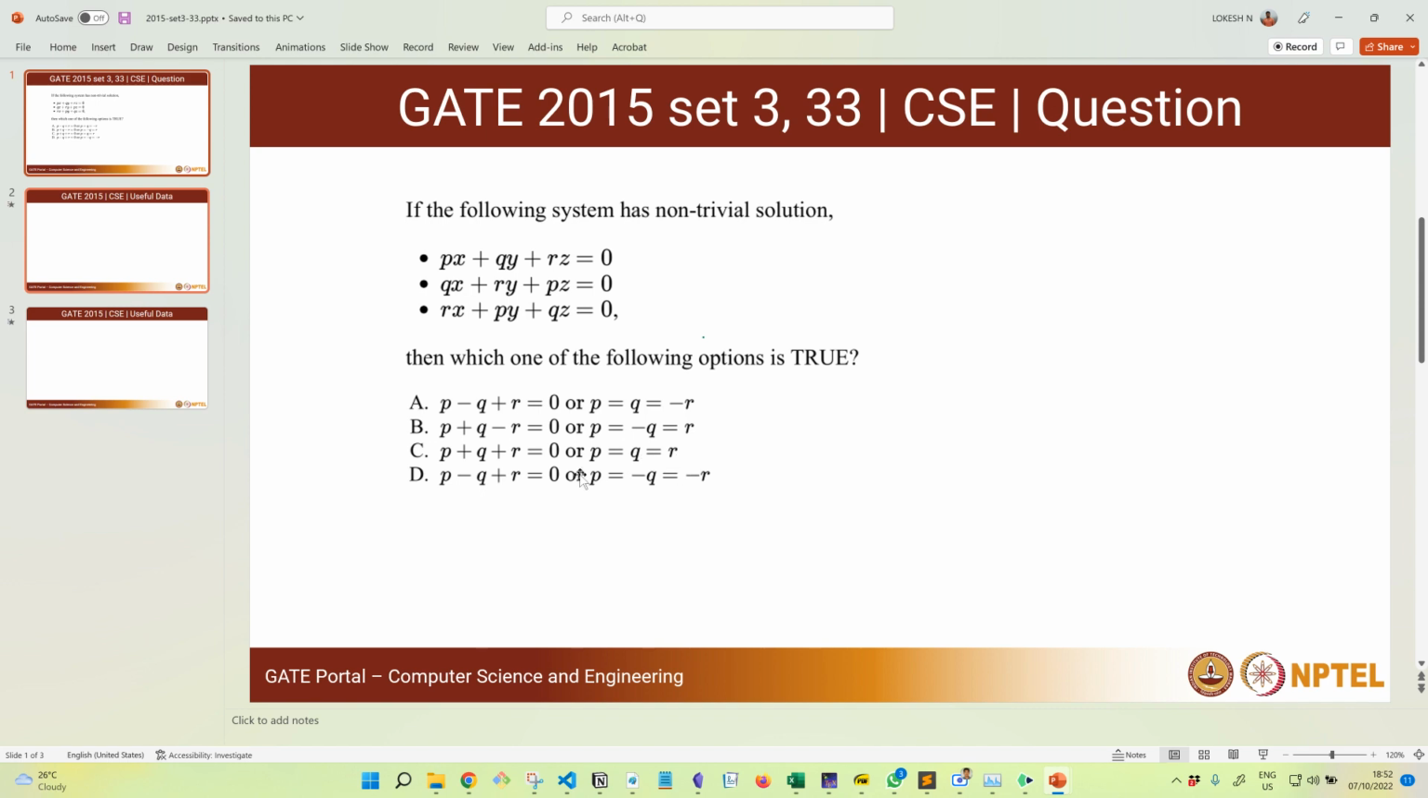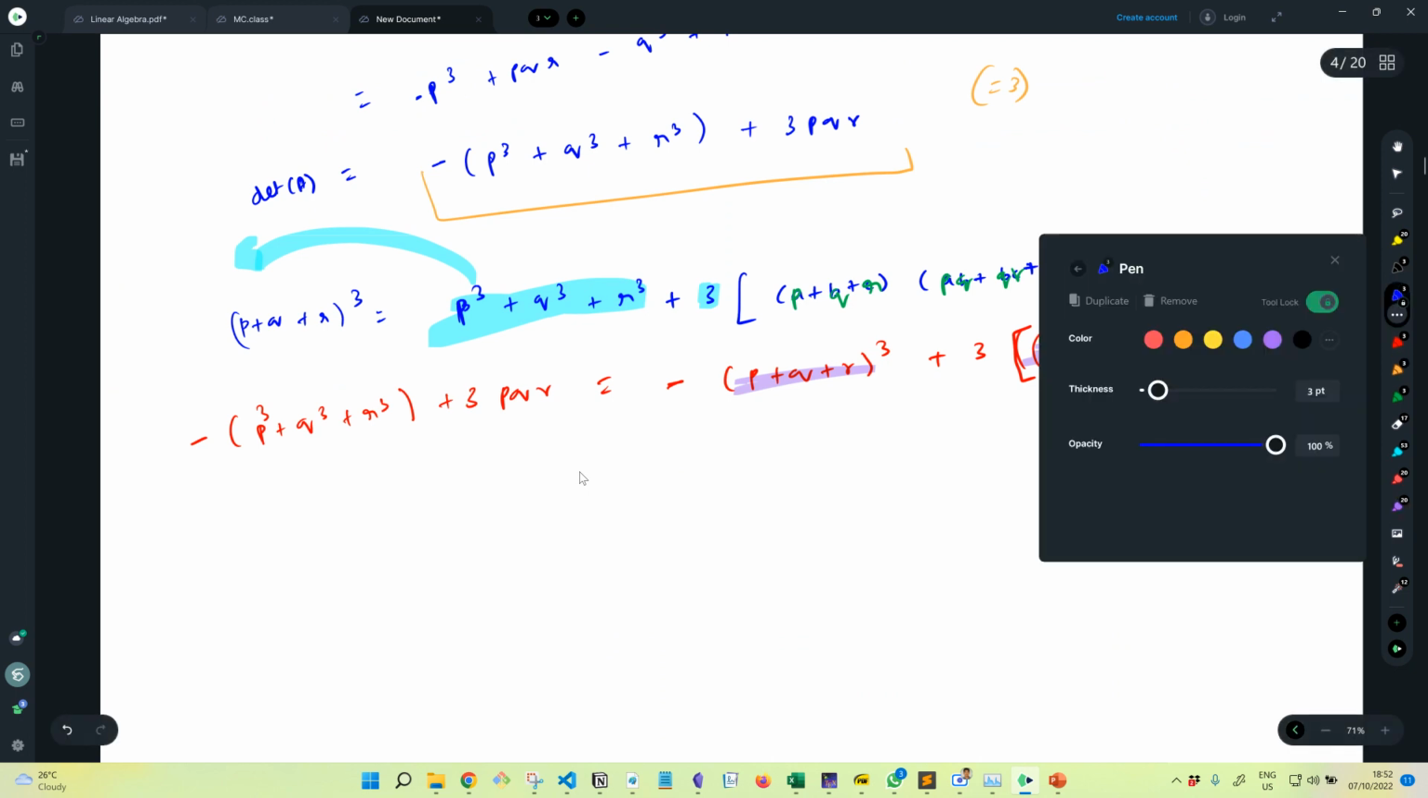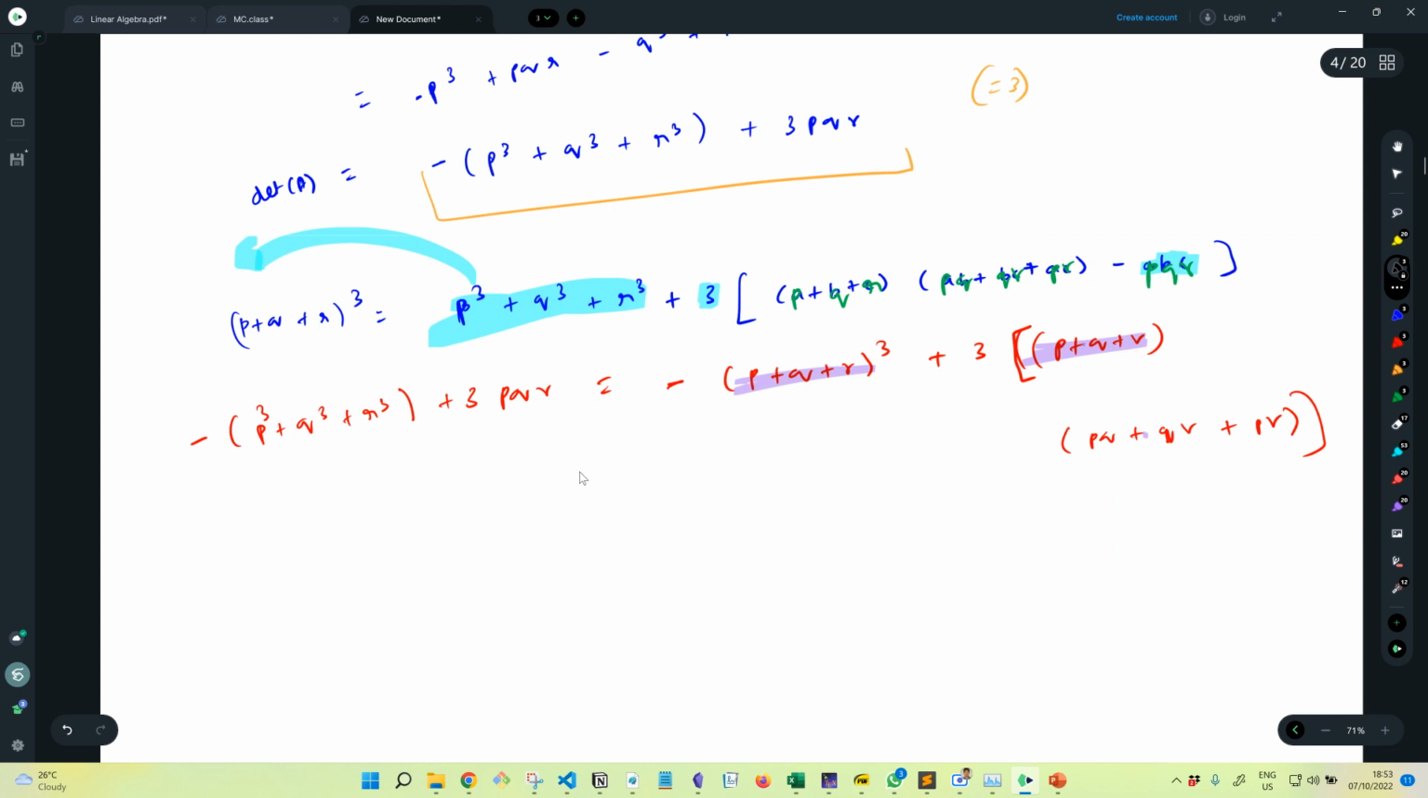Now let's apply the second half, where they say P equals Q equals R. When P equals Q equals R, I can substitute Q equals P and R equals P. So this will become minus of 3P the whole cube plus 3 times P plus Q plus R, which will be 3P, into PQ plus QR plus PR, which will be 6 times P. Because P equals Q equals R, I'm substituting Q equals P and R equals P. When I expand this, this will become minus 27 PQ plus 3 plus 6 is 9, so 9P, and 3 into 9P will be 27 PQ.